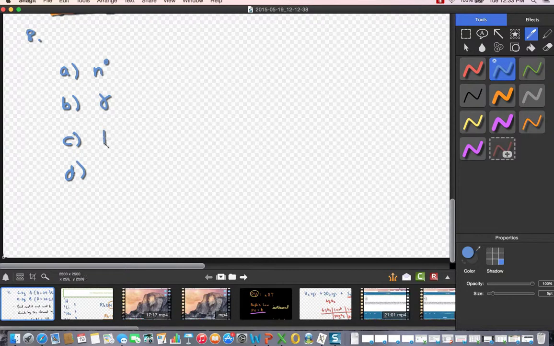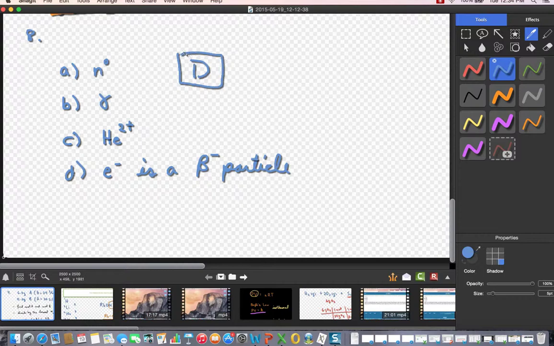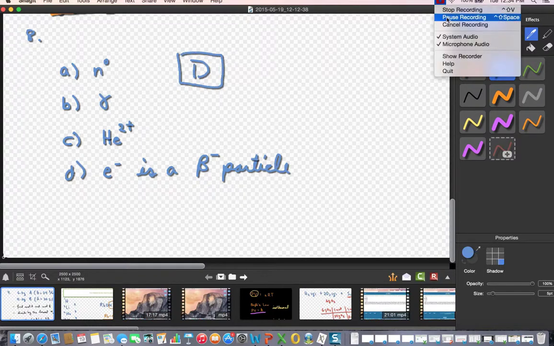An alpha particle is a doubly ionized helium nucleus. It's positively charged, and it's going to be repelled. So A and B are neutral. C is positively charged. D, a beta particle, is nothing but an electron. An electron is a beta particle. D is the credited response for question number 8.